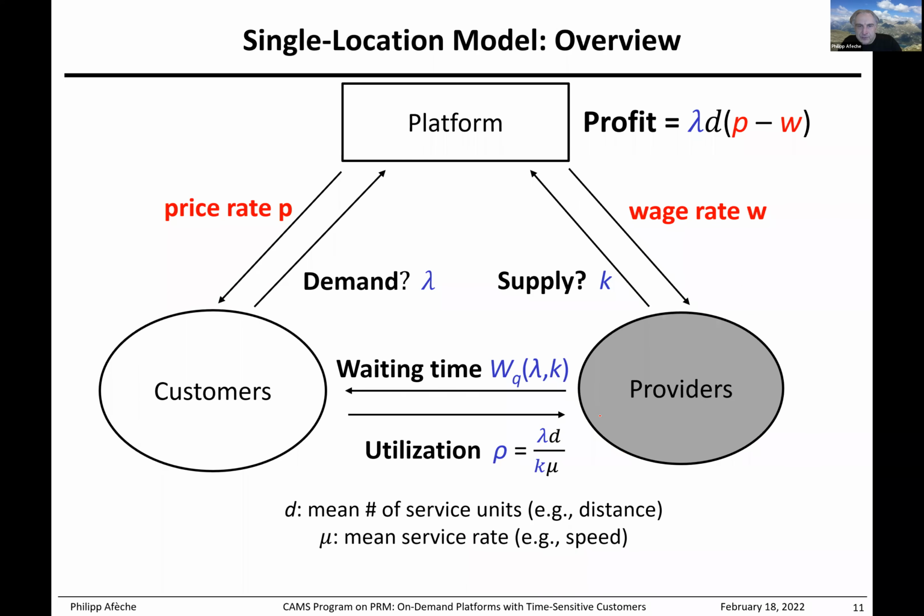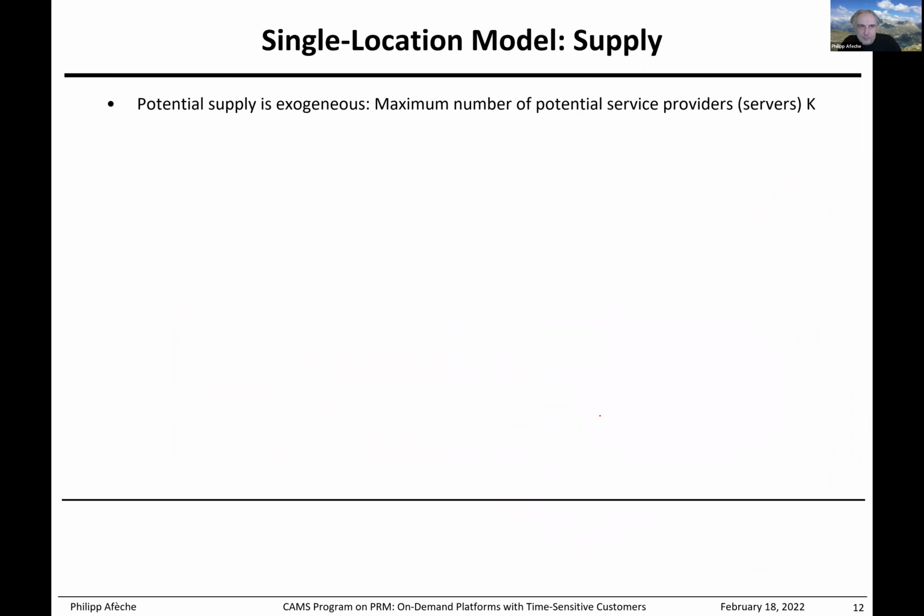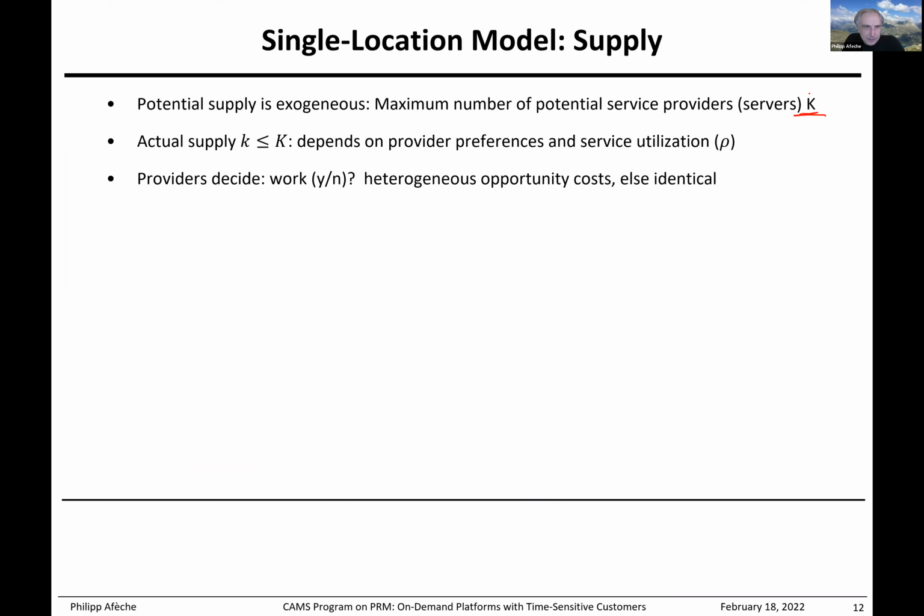Okay, moving on to the providers. So the potential supply is also exogenous. Let's say there's a pool of people who potentially are willing to provide service to this platform. The actual supply, on the other hand, will depend on the preferences of these providers and on the service utilization. So providers are going to decide: should they work or not?